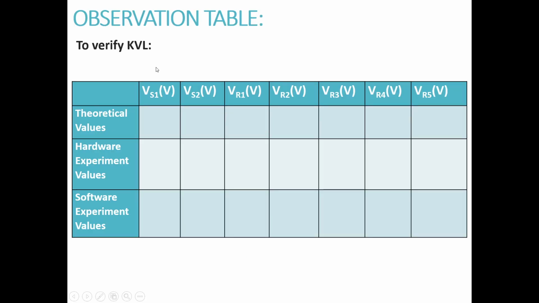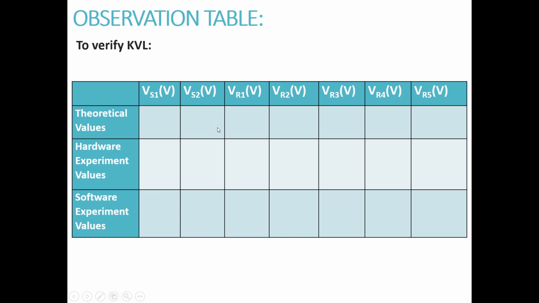Now, the observation table. The observation table is to verify Kirchhoff's voltage law. Theoretically, for the given circuit, you must determine the voltage drops and current flowing through. So here we are going to verify Kirchhoff's voltage law.